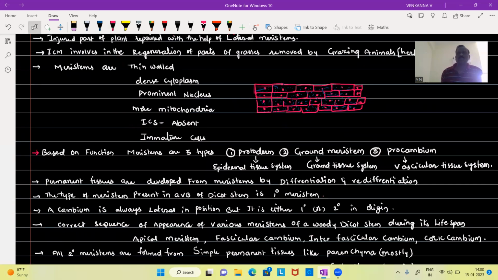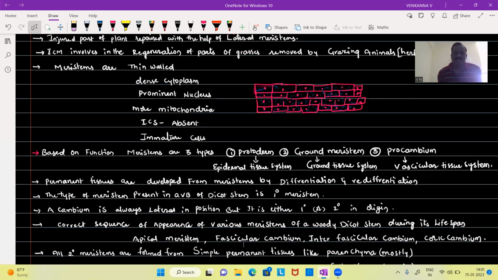Intercalary meristem is involved in the regeneration of parts of grasses removed by grazing animals. You know that grazing animals are herbivores. When herbivores eat grass from a grassland, again and again grass plants are produced from their nodes. Branches are produced from their nodes.